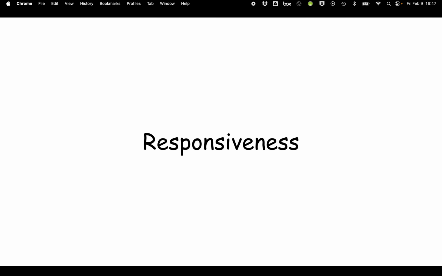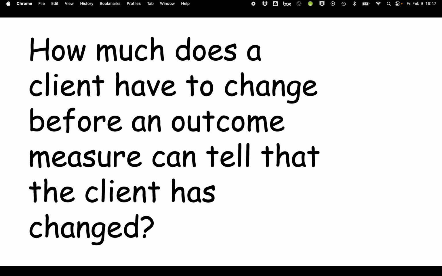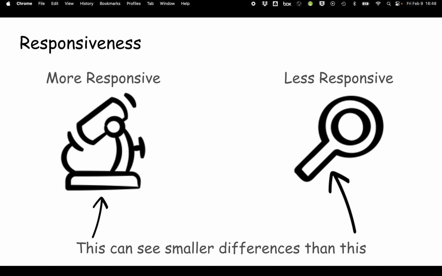When we talk about the responsiveness of an outcome measure, what we really are talking about is how much does a client have to change before that outcome measure can tell us that that client has changed. What we're really talking about is how small of a difference can our outcome measure really detect or reliably detect. So a microscope is more responsive than a handheld magnifying glass because it can see smaller changes.